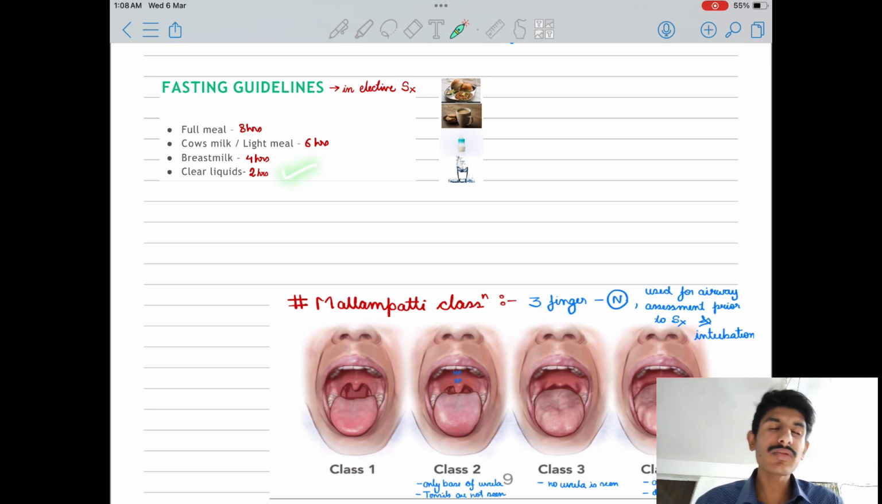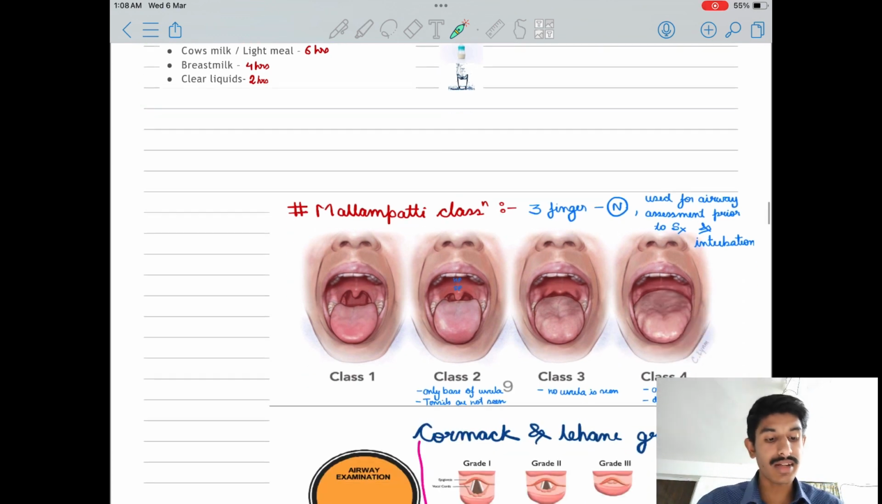And clear liquid means water, not any juice, clear liquid means water, and it can be taken 2 hours before the operation. So these are the things you must do in the fasting before the operation. So these are the fasting guidelines of anesthetic.